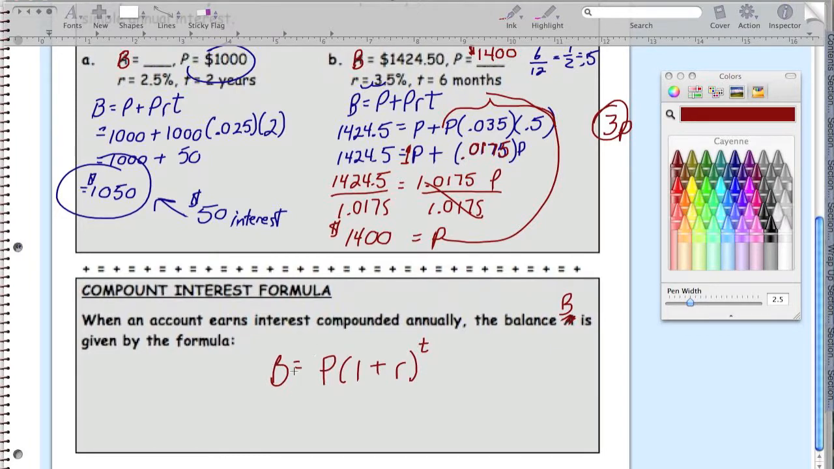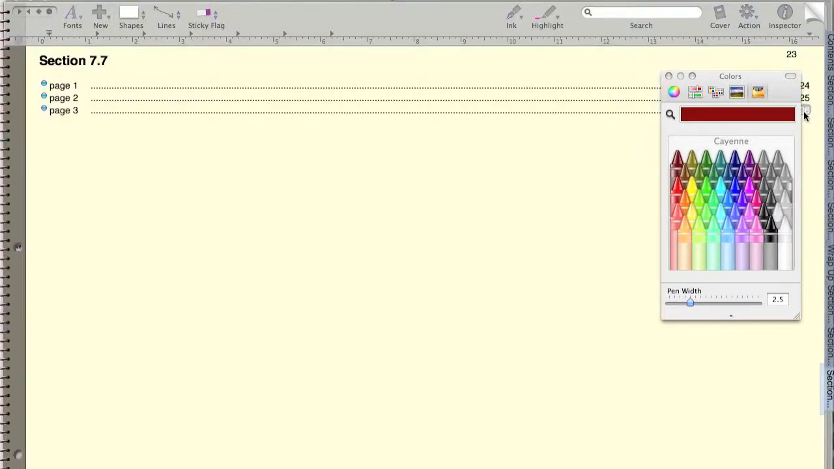Okay, so same variables mean the same things. B is balance, P is principal, R is rate, T is time, but now we have an exponent here. And what this means is, let's say the first year you put $500 in. Now interest is earned on that, and now you have $550. Now with compound interest, interest is earned on this amount now, and so maybe you'll have like $610. And then interest is earned on that, and maybe you'll have $675 now. So it starts growing exponentially, which is why you have this here.